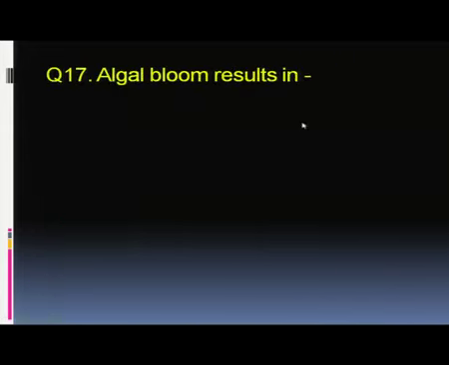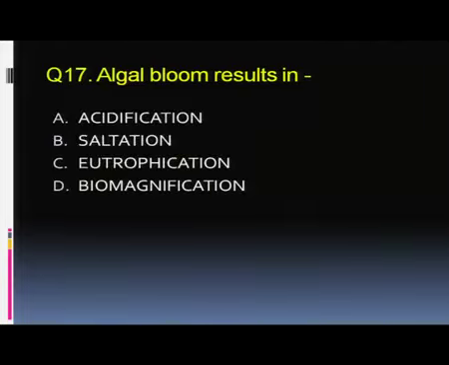Next question is algal bloom results in. You must have seen the ponds covered with a scum of algae throughout. This is known as algal bloom, and it results in acidification, siltation, eutrophication or biomagnification. What will be the correct answer? Algal bloom is associated with eutrophication.